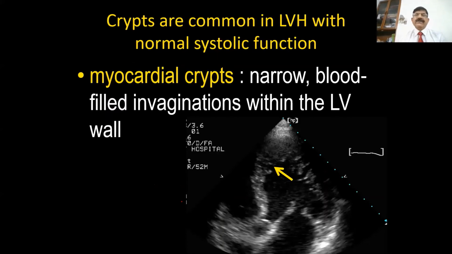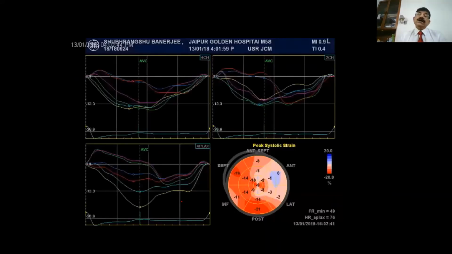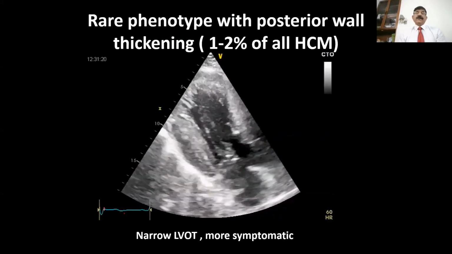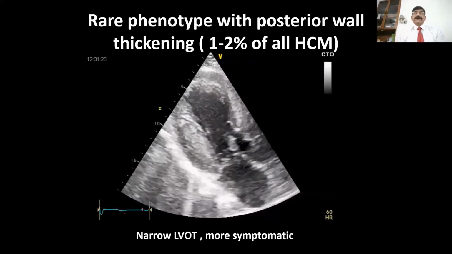Myocardial crypts are narrow blood-filled invaginations within the left ventricle wall. They are not specific for hypertrophic cardiomyopathy, but they are usually present in hypertrophic cardiomyopathy. And usually these people have sarcomeric protein gene mutation. The issue of paradoxical septal strain, and I want you to pay attention to the left lower quadrant. Here, the two segments of the anterolateral wall show paradoxical strain. This paradoxical strain is present in hypertrophic cardiomyopathy, and we will talk about that in a while.